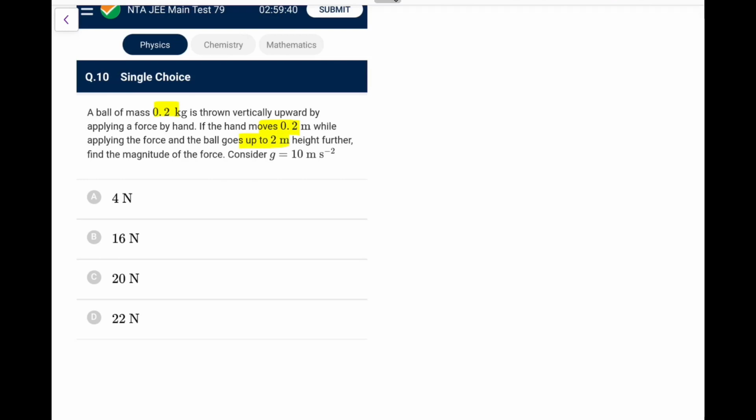This is a question asked in JEE Main, I think 10-12 years back. See this. This was the ball in hand at rest. The hand goes still 0.2 meters. It applies a force F, let's say average, and then it goes up 2 meters. So let it be A, let it be B, let it be C. At C velocity is 0, at A velocity is 0.